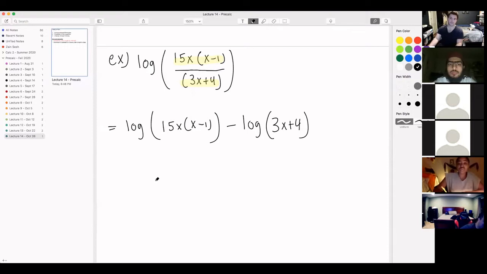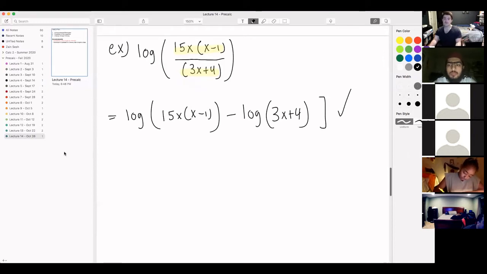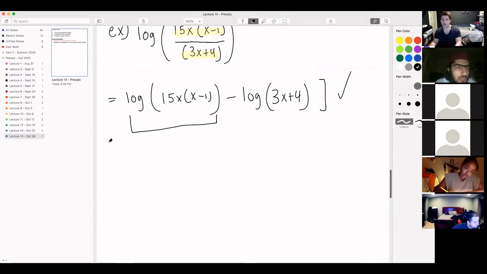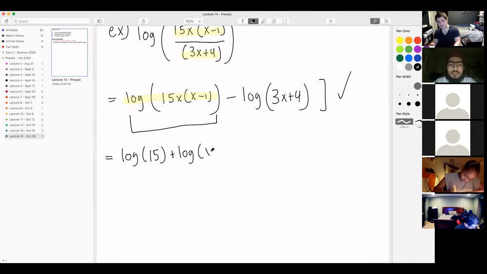Okay, very good. So just like before, I will accept this as the final answer. That's fine. But just to reiterate and have some more practice with the properties, I can expand this a little more. So this highlighted summand can be expanded as such: log 15 plus log x plus log of x minus 1, and then minus log of 3x plus 4.